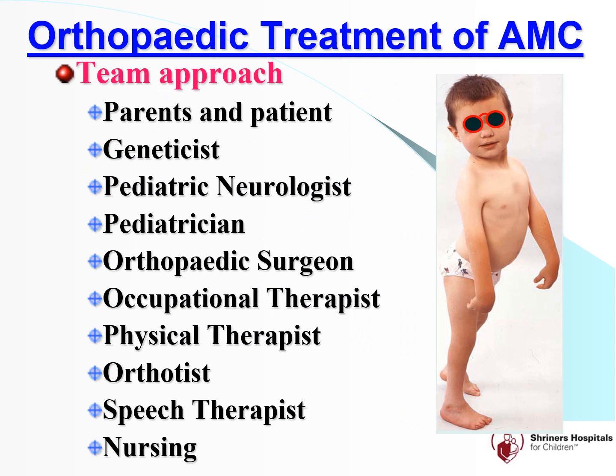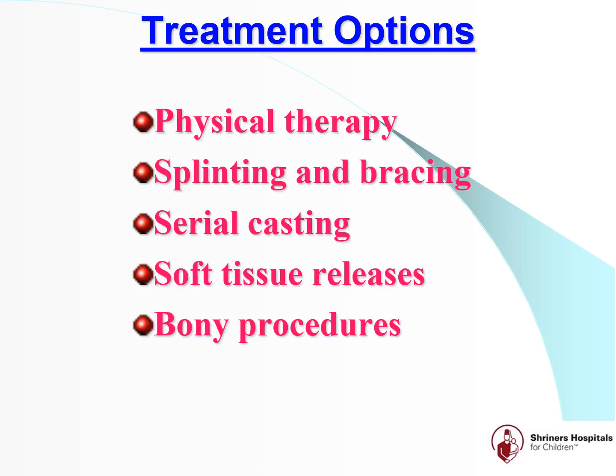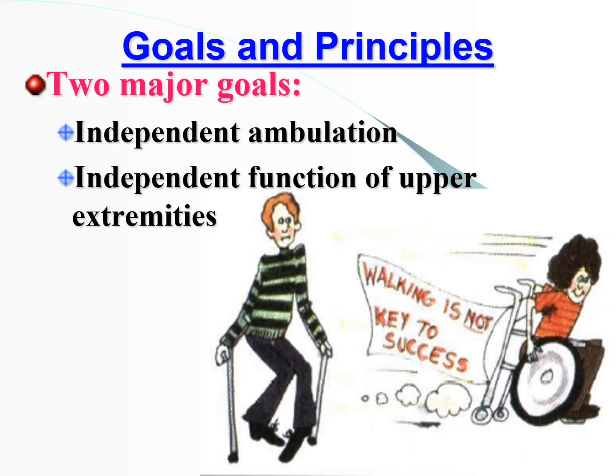When we talk about treating a child with arthrogryposis, we know it is definitely a team approach, including most if not all the people on this list, but particularly the parents and the patient. There are many different modalities for treating children with arthrogryposis, including physical therapy, splinting, bracing, and casting, and then going on to surgical procedures, both of the soft tissue and of the bones. For me, one of the major goals is getting children up and walking, but it is also important to remember that walking is not the sole key to success, and some children are not destined to walk.